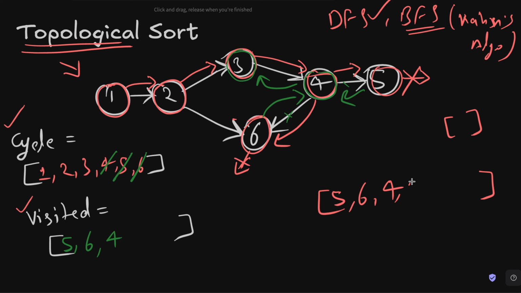So I will put it in my topological sort, and we can now go back from 3 to 2. And while we are going back, we will simply remove it from the cycle because it is no longer on the path, and we will put it in the visited set.